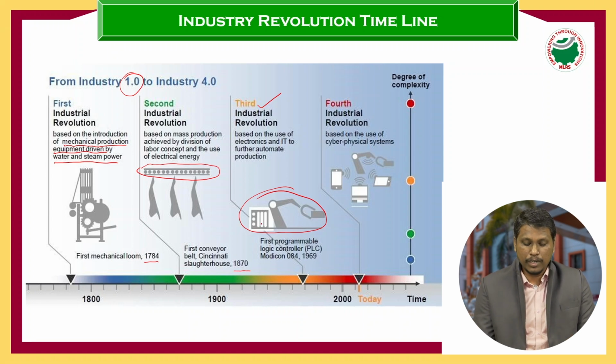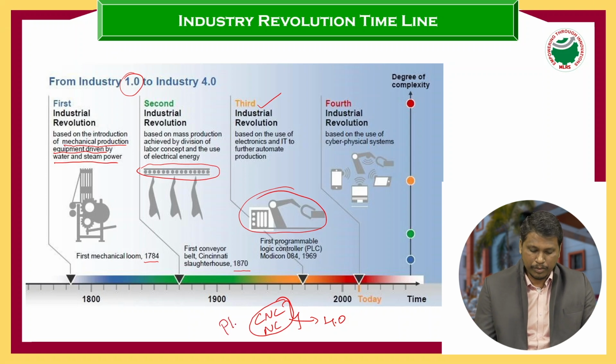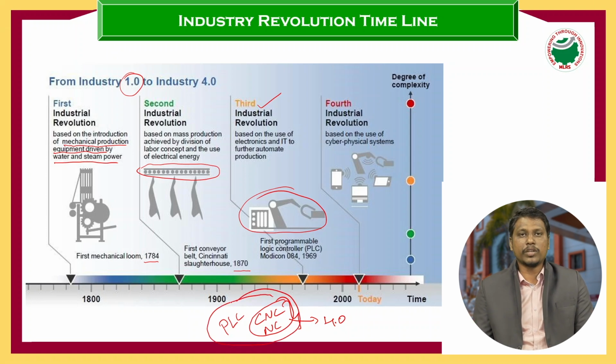One more important thing: in this period only, CNC machines were developed, NC machines were developed. These two are very important, because by using these two technologies only, in present days we are also running Industry 4.0. This is the basic thing, CNC or NC numerical control. In that, PLC also came, programmable logic control. So all this was introduced in Industry 3.0.